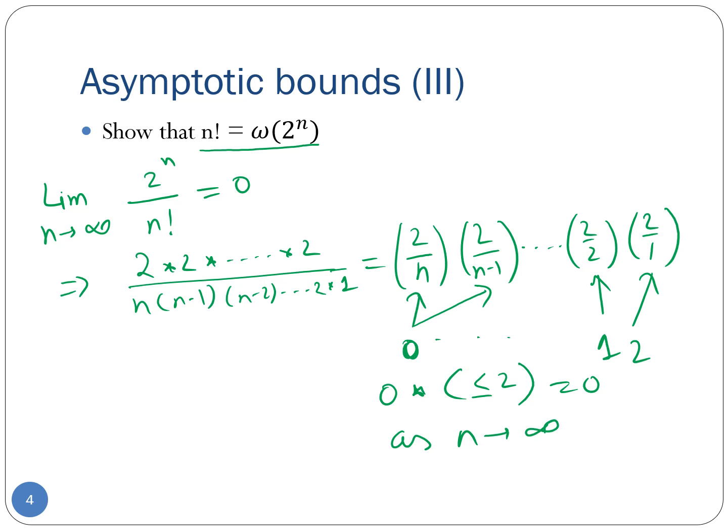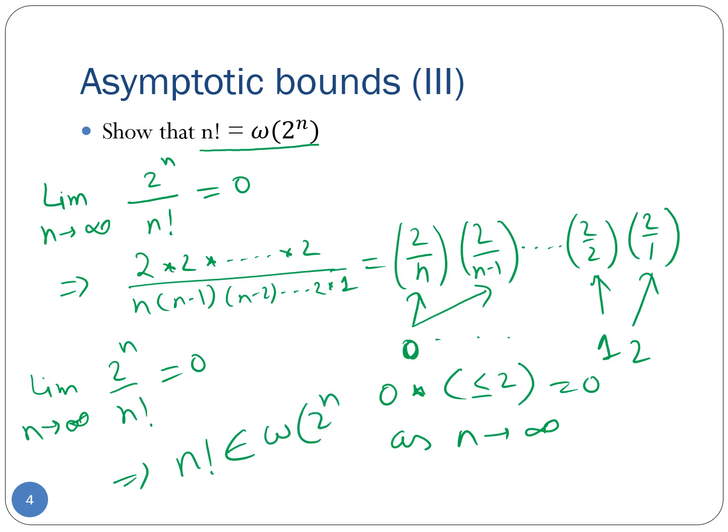This shows that the limit as n tends to infinity of 2 to the power n divided by n factorial is equal to 0, which means n factorial belongs to little omega of 2 to the power n.